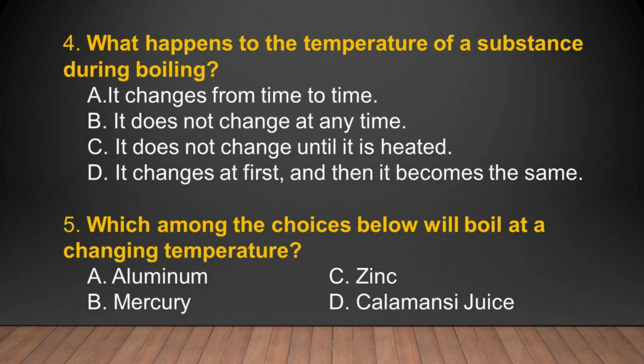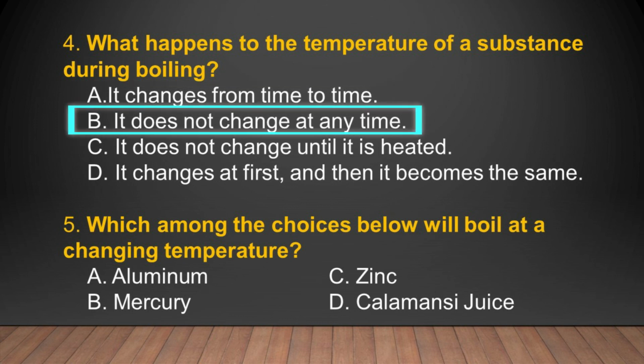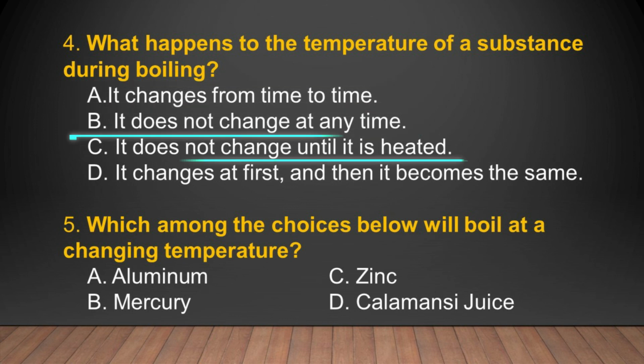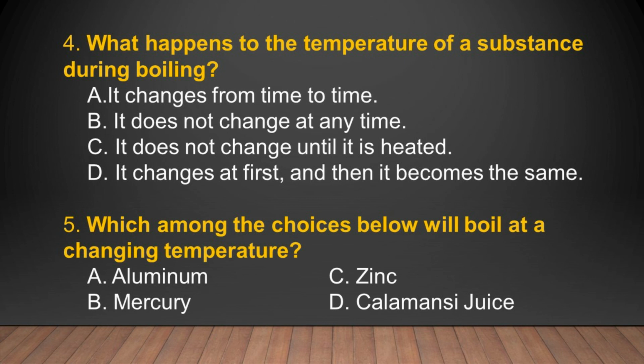4. What happens to the temperature of a substance during boiling? A. It changes from time to time. B. It does not change at any time. C. It does not change until it is heated. D. It changes at first and then it becomes the same. Number 5. Which among the choices below will boil at a changing temperature? A. Aluminum. B. Mercury. C. Zinc. D. Calamansi juice.